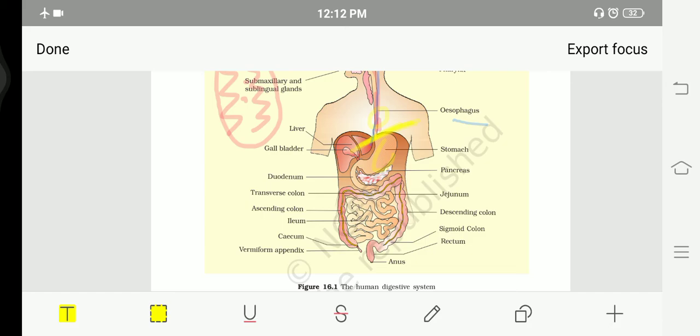When the undigested food present in the rectum goes outside through the anus, there is one process that takes place, called defecation. Defecation means passing of undigested food from the rectum to the outside through the anus. There is a pressure created. That process of removal of undigested food is called defecation.